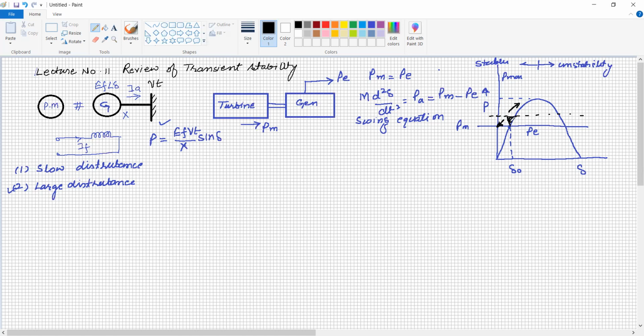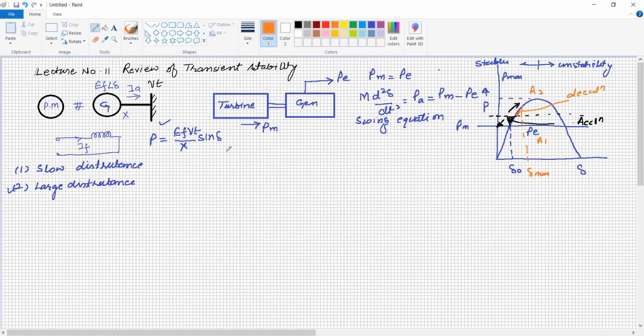So now this is called the acceleration area, and similarly the area under it when it swings to its maximum value, say the maximum angle at which the generator is going to swing, is called the deceleration area. When this area A1 and this area A2, the acceleration area and deceleration area, become equal, the system comes to the stable one.